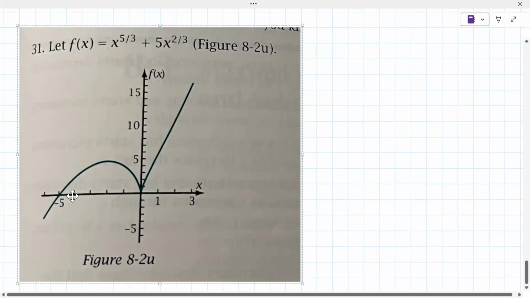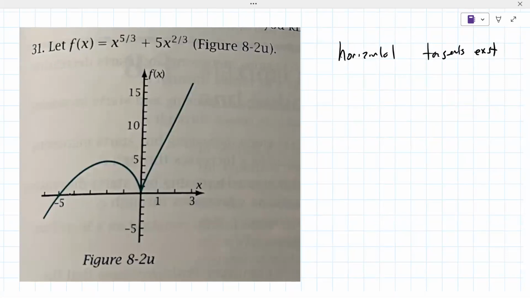So this is the graph. And could you tell me by looking at the graph where any horizontal tangents exist? At x equals 2. So over here. Oh wait, -2. Okay, all right.